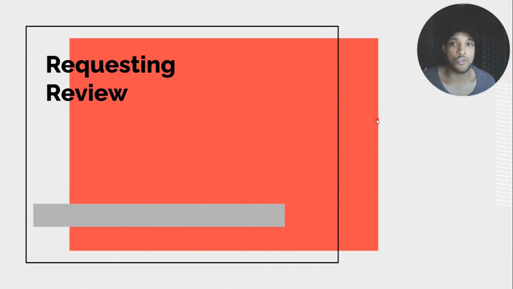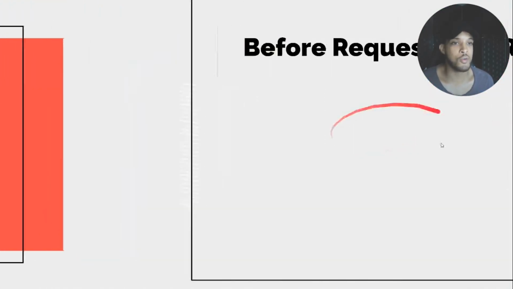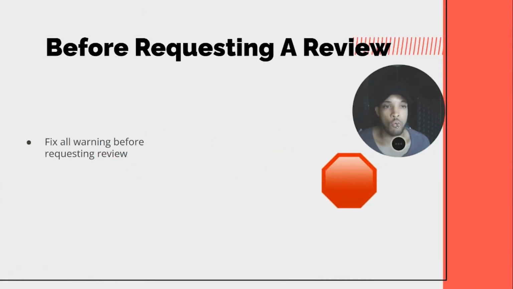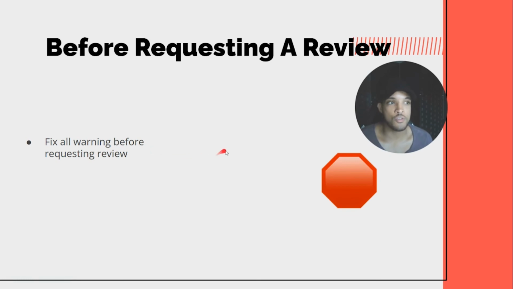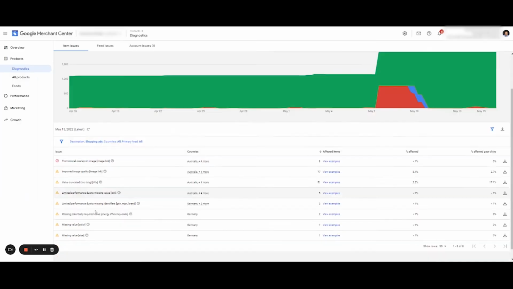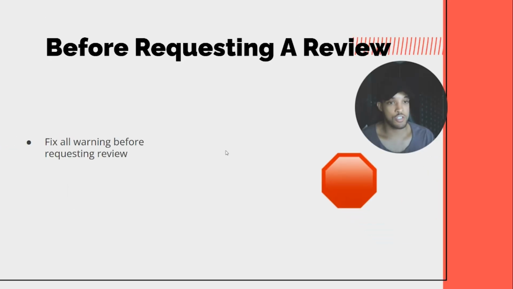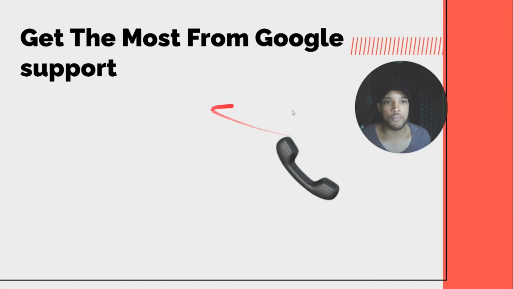Okay, now finally onto requesting the review after going through all that. You want to make sure you fix all the yellow warnings before requesting a review. So if you don't have a gender or color for certain products, but it's not an actual disapproval, you want to fix all these things before requesting a review, because these all add into the quality score, kind of like how I discussed before. So all parts are important there.